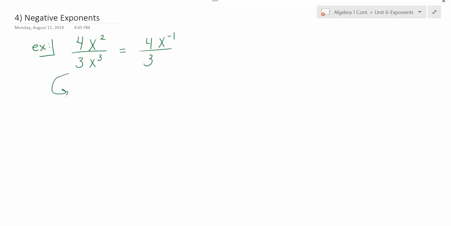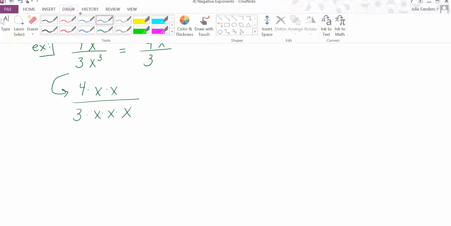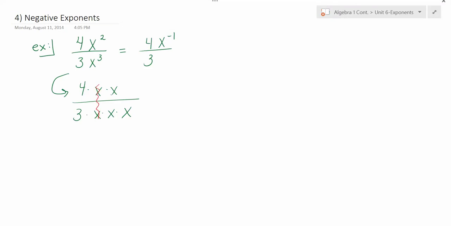What's actually going on? So I'm going to multiply out my 2 x's in my numerator, multiply out my 3 x's in my denominator, and you're going to notice that I'd have a pair of x's and another pair of x's that get crossed out. So you have 4/3 x.